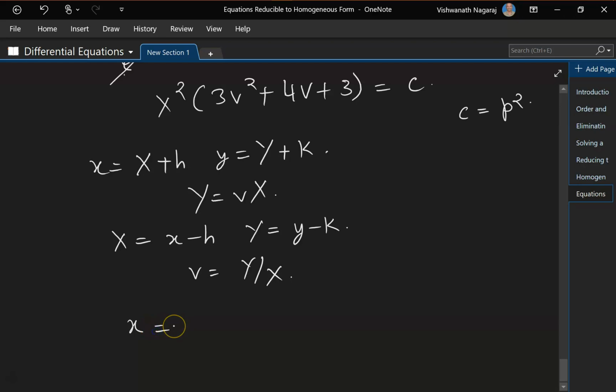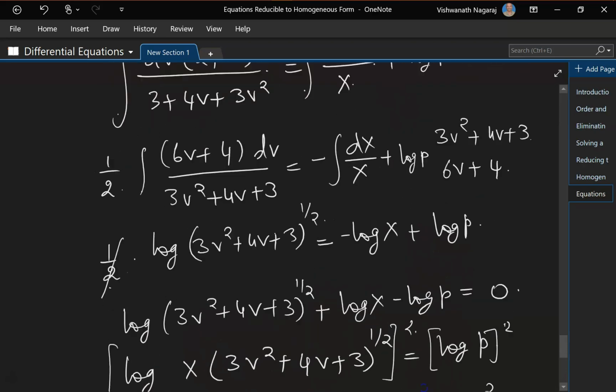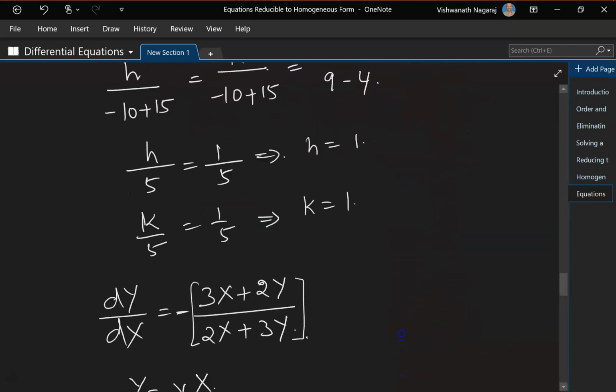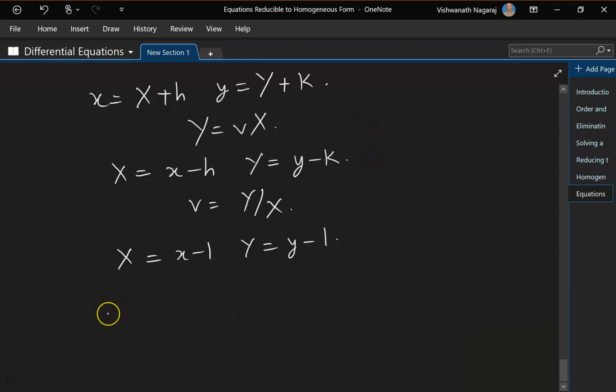We know h is 1, and we know y minus k is 1. x is equal to 1, h is equal to 1, and k is equal to 1. We have already seen this here. Okay, now our equation becomes what?